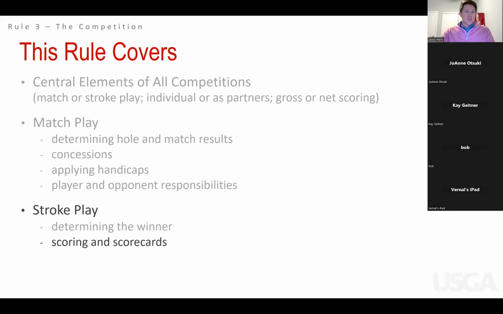We have scorecards in stroke play. There's something in stroke play that is not in match play, and that's the scorecard. And we also have to hole out in stroke play. Like I mentioned before, we have concessions in match play where we can concede the next stroke that our opponent might have. That opponent doesn't have to putt that stroke out. However, in stroke play, we've got to get the ball in the hole. There is a very key part of stroke play, and we'll see in Rule 3.3 that we have to get that ball in the hole.